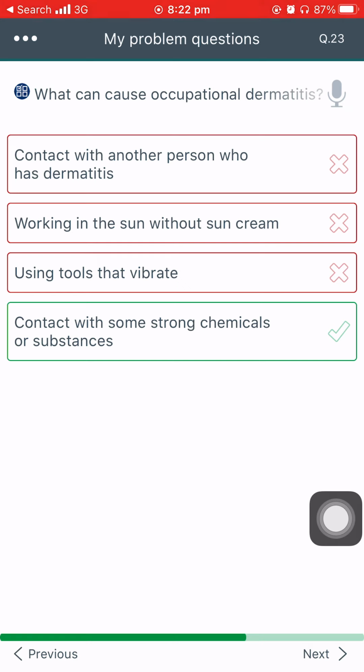What can cause occupational dermatitis? Contact with another person who has dermatitis. Working in the sun without sun cream. Using tools that vibrate. Contact with some strong chemicals or substances.